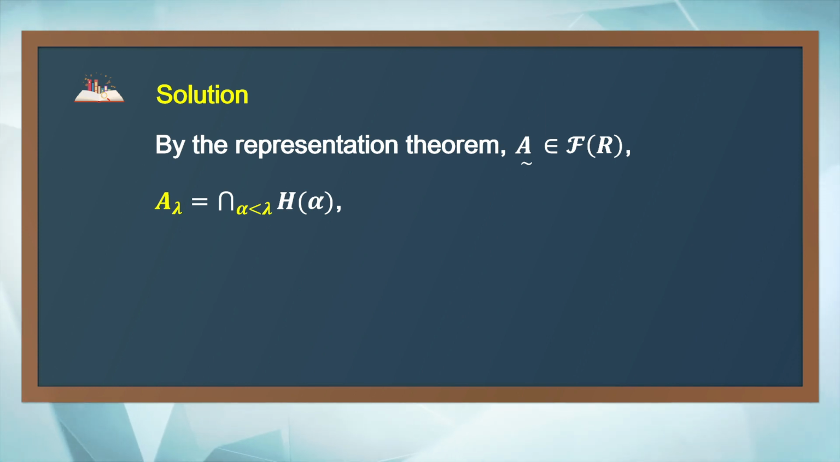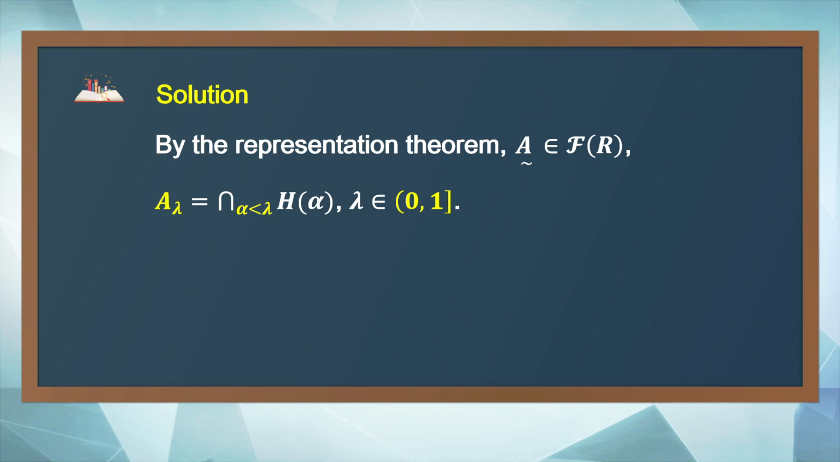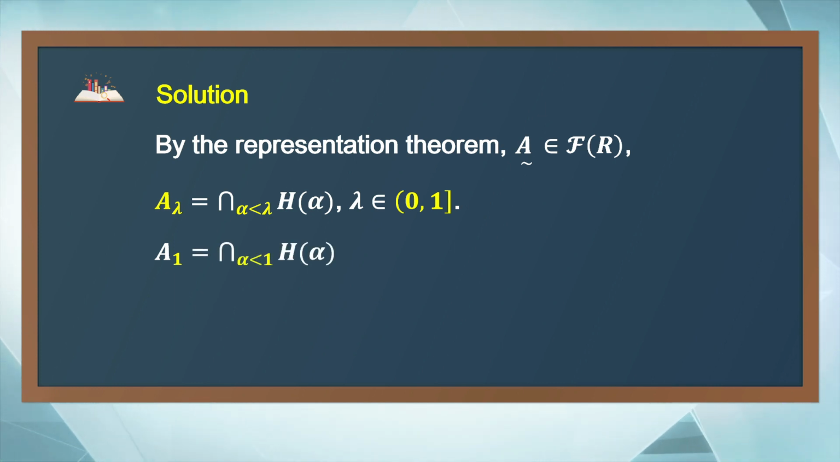By the representation theorem, if lambda is in the interval from 0 to 1, excluding 0, then A sub lambda is the intersection of H of alpha, alpha less than lambda. So, if lambda equals 1, then the cut of A at level 1, that is the kernel of A, is the intersection of H of alpha, alpha less than 1.